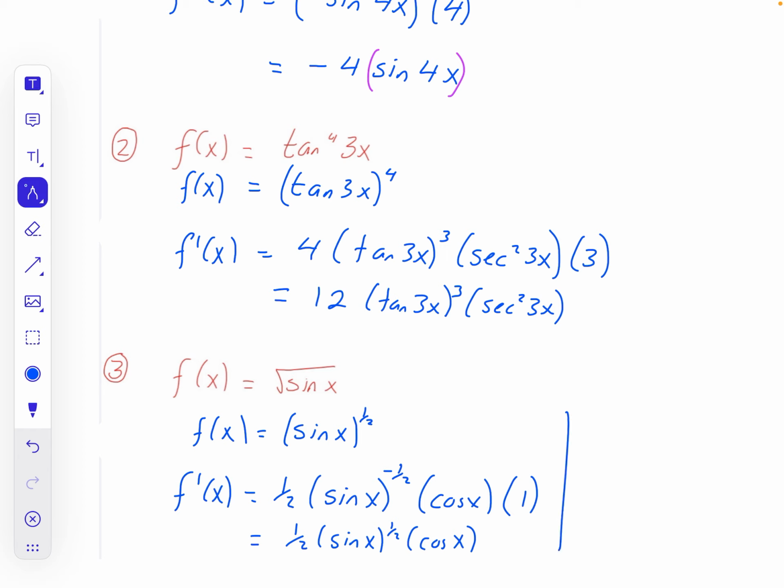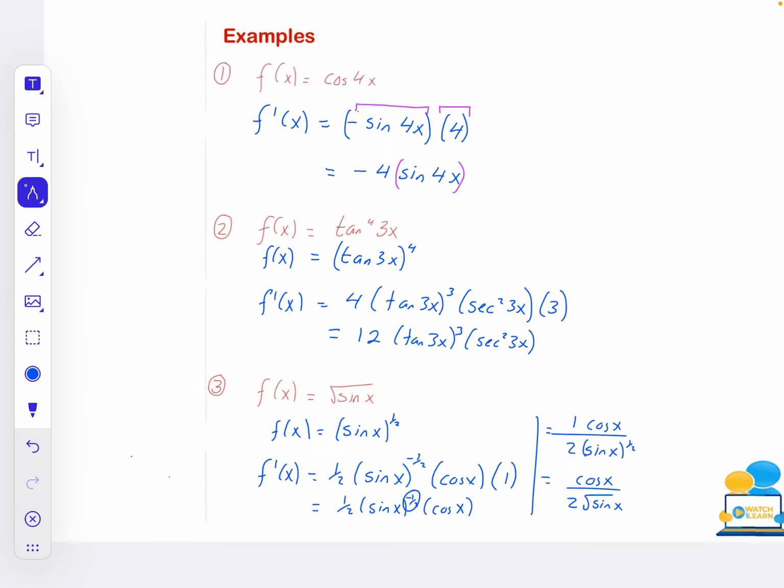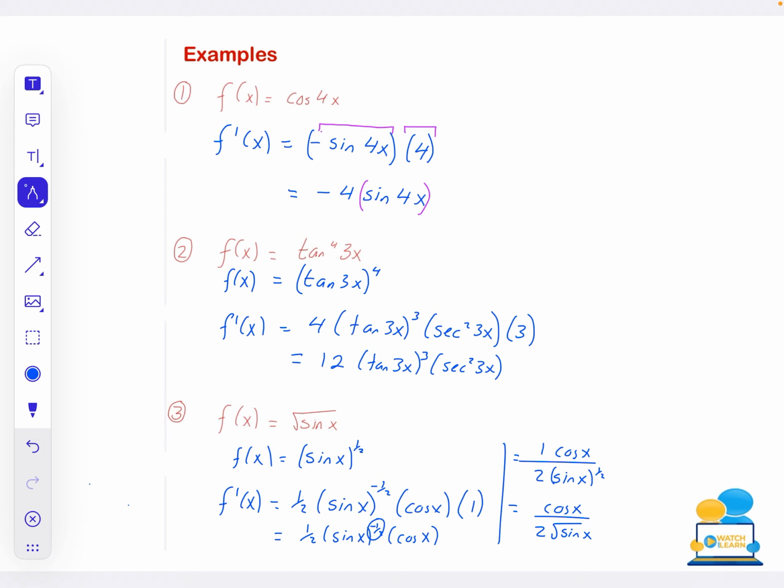Okay, you can leave it there. We're going to tidy it up a little bit more because it's always good to practice our rearranging. So I can put the 1 on top and the 2 on the bottom, cos x. And because this is sine x to the power of minus a half, I can bring that underneath the line and it'll be a positive half. I can then write that as cos x all over 2, and instead of writing to the power of a half, I can write that as the square root of sine x. That may not look any simpler, but it is in its simplest form.